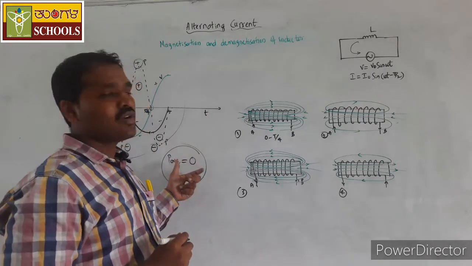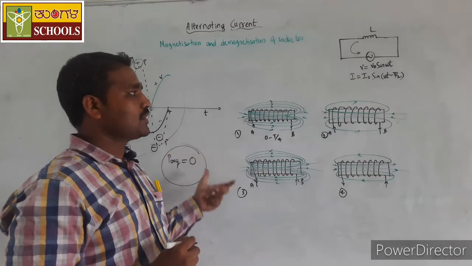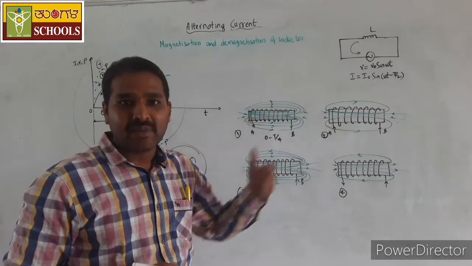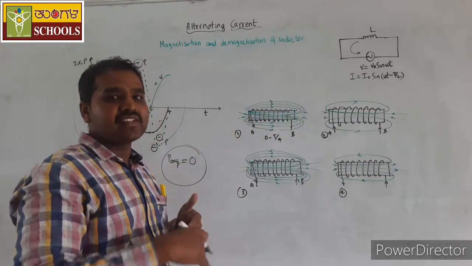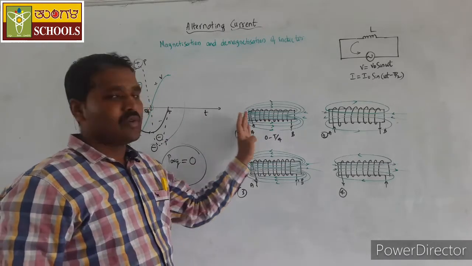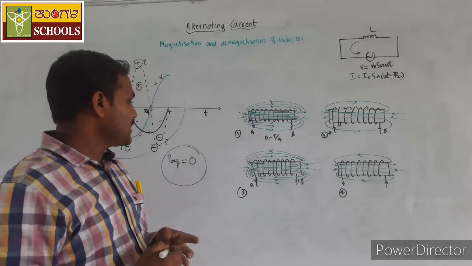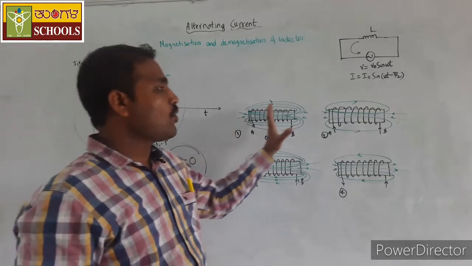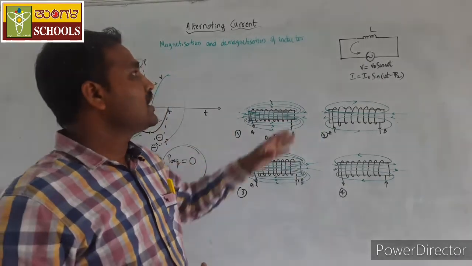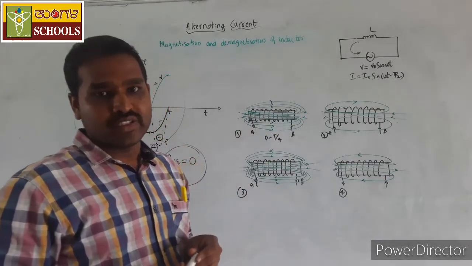This is how we obtain the average power equal to 0: by alternate magnetization and demagnetization for every quarter of this alternating current cycle. That is why we get the average power over one complete cycle through an inductor circuit equal to 0.